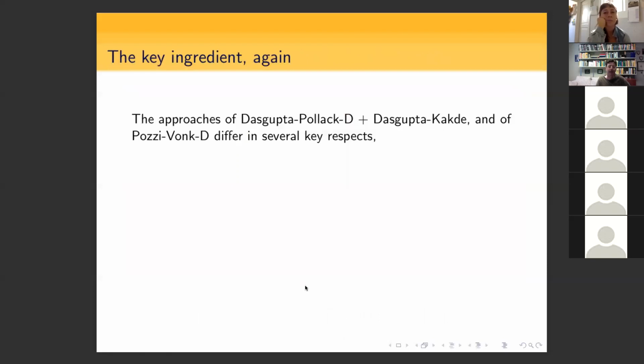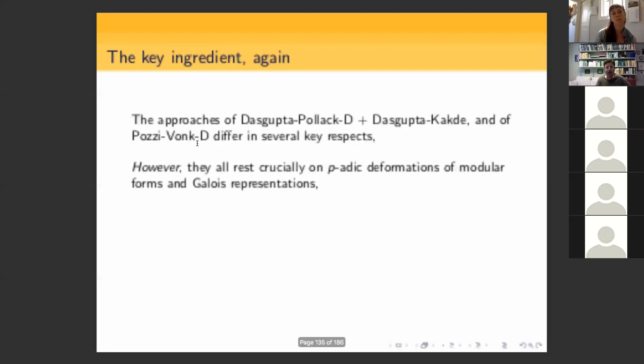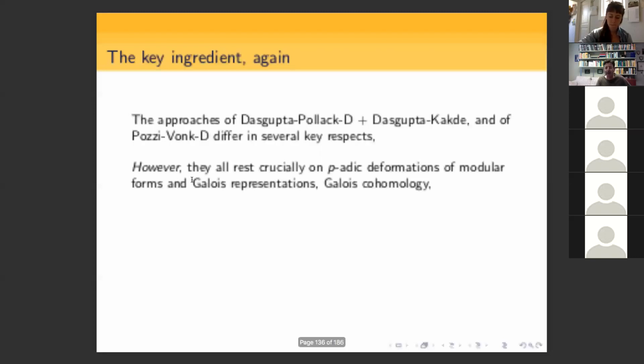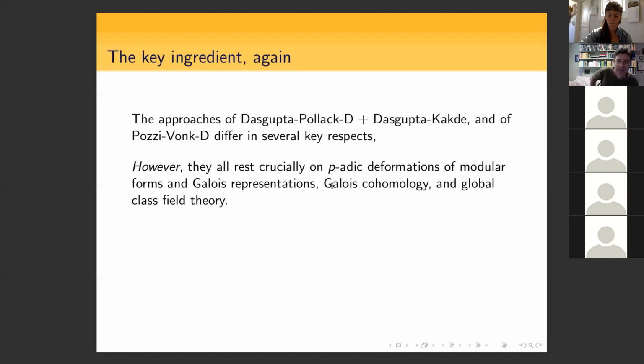Now, I want to emphasize that both the approach of Dasgupta, developed in his work with Pollack and later refined in the tame direction by Samit and Mahesh, and the approach that I've developed with Jan and Alice, while they differ in several key respects, do have some points in common. One of them is that they both rest crucially on p-adic deformations of modular forms and Galois representations, which is the workhorse for all these results. It's the key tool we have. So: deformations of modular forms, Galois cohomology, and global class field theory. These are the crucial ingredients.